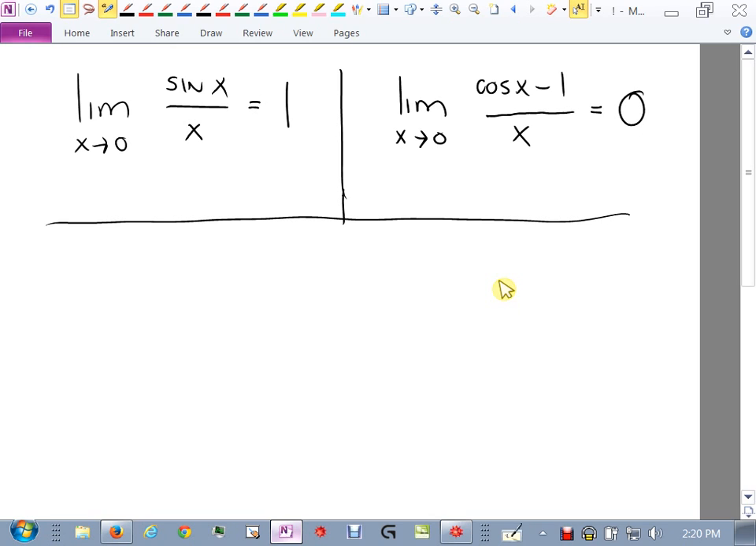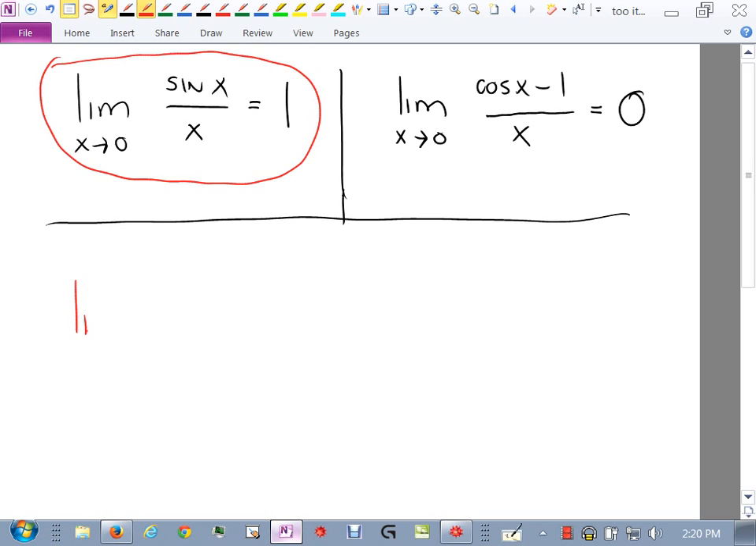Now, this is the way the book presents this to you. The way that I like to present it to my students is slightly different than this. It's kind of more general. I think it's more powerful. I want you to look at this first limit in a different kind of way.